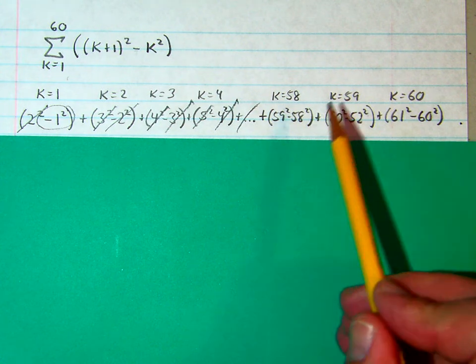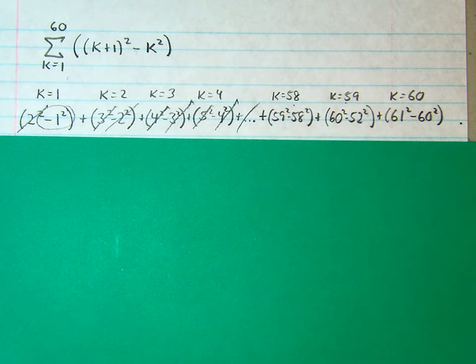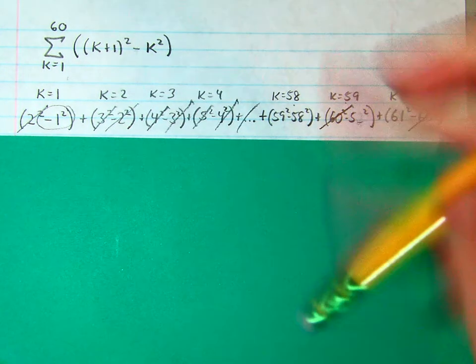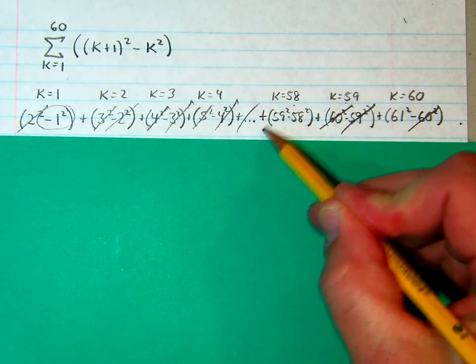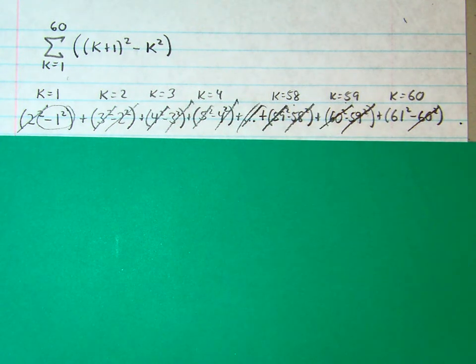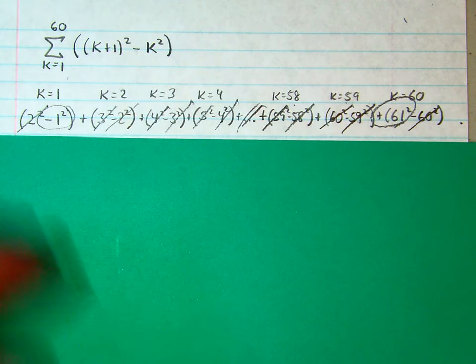All right, now the last three terms: k is 58, k is 59, k is 60. Here, you realize that the minus 60 squared cancels with the positive 60 squared. Oop, that's a typo. Minus 59 squared cancels with that. That cancels with the one before it. So the only thing we're left with here is a plus 61 squared.